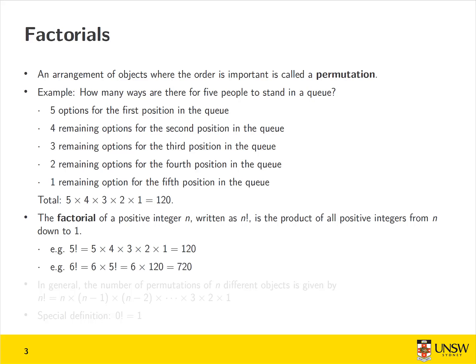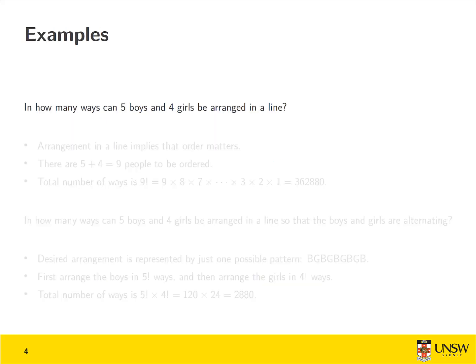120. Similarly, 6 factorial is 6 times 5 times 4 times 3 times 2 times 1, or 6 times 5 factorial, which is 720. In general, we have that the number of permutations of n different objects is exactly n factorial. Also, note that an unusual special case of the factorial function is that we take 0 factorial to be 1. Let's look at some counting examples that utilize the factorial function when enumerating permutations.